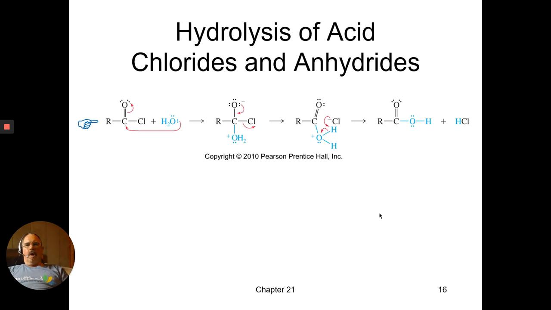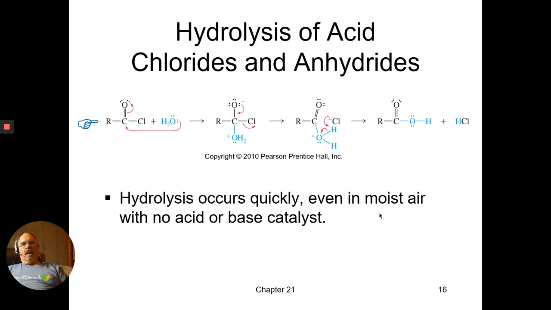Hydrolysis is splitting with water, and in the case of acid chlorides and anhydrides, this occurs very readily. Hydrolysis occurs quickly, even in moist air with no acid or base catalyst present.